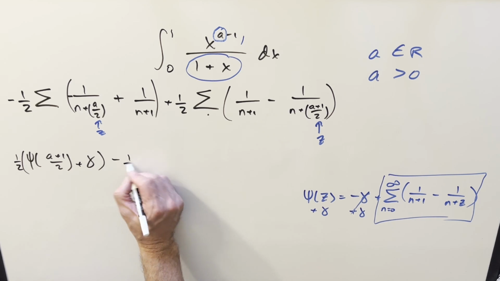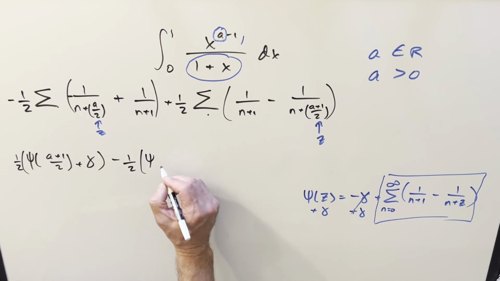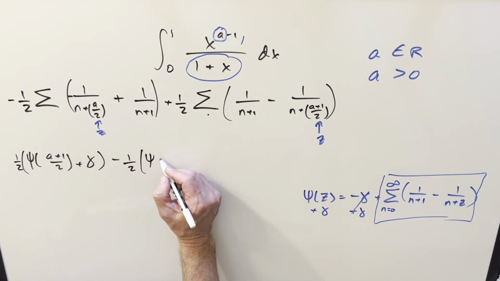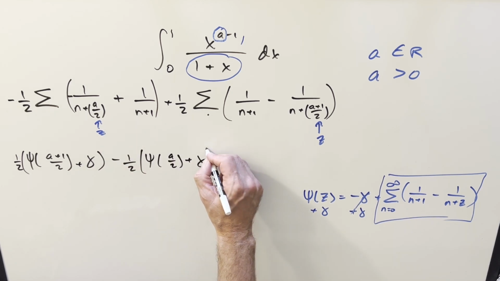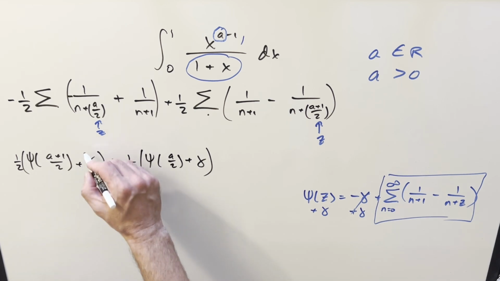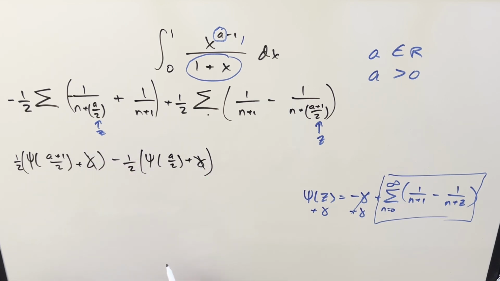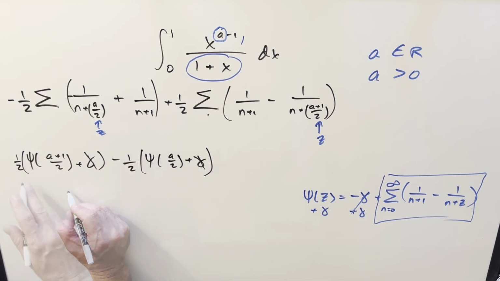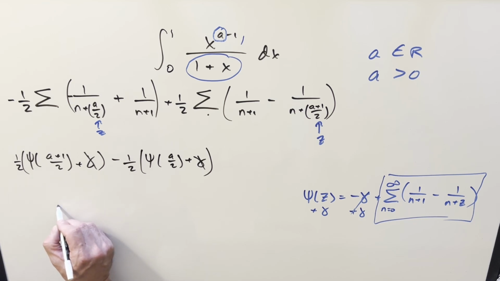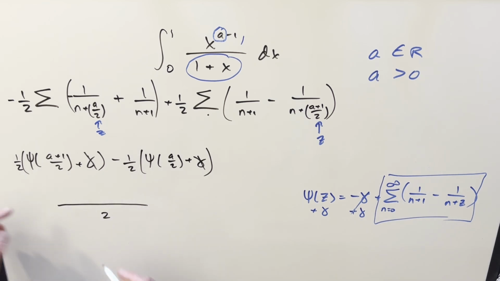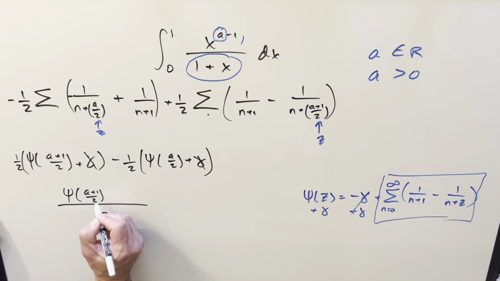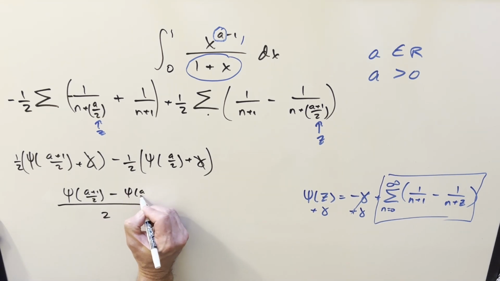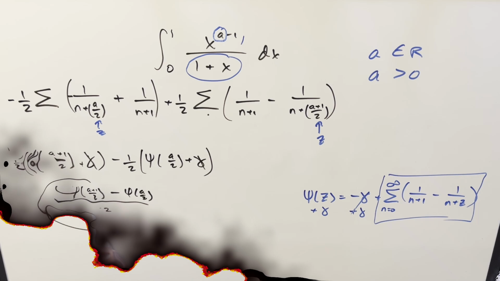And then for the second one, we've got a minus 1/2 in front. Same kind of thing. Here's our z, here's our z, so we have digamma of a over 2, again, plus Euler-Mascheroni constant. But because we have a minus sign between, the constants are going to cancel. We can put these together. Let's factor out the 1/2 and put it all over 2. So what we're left with is just going to be digamma of (a plus 1) over 2 minus digamma of a over 2. And that's going to be it.